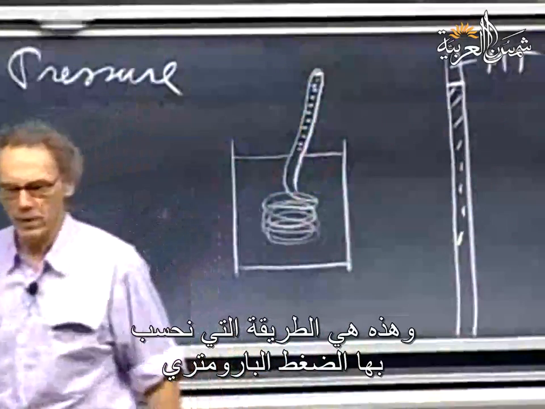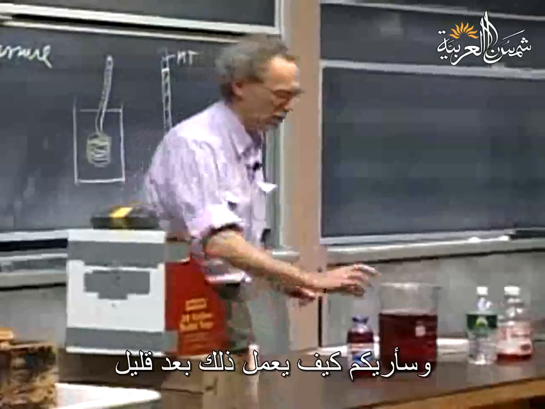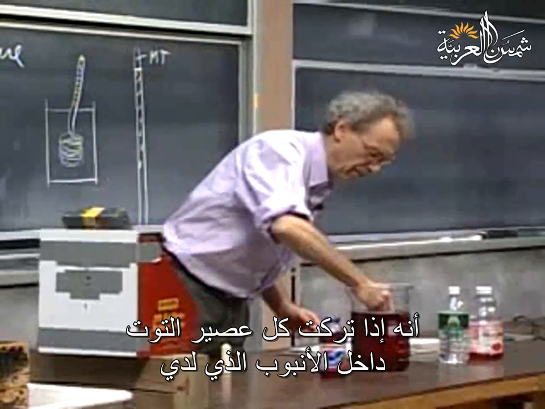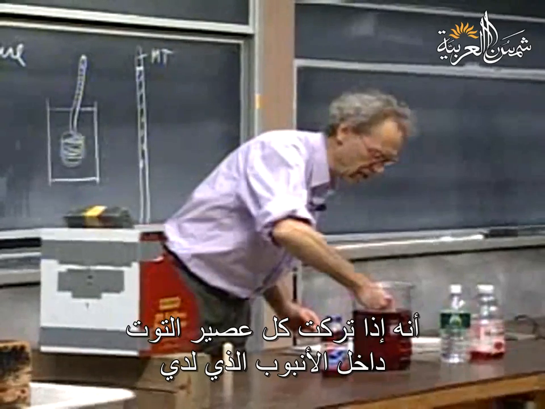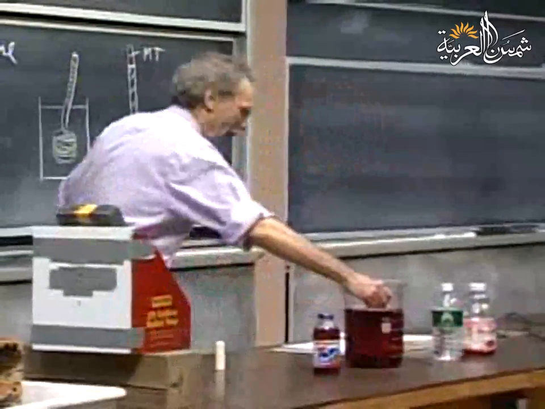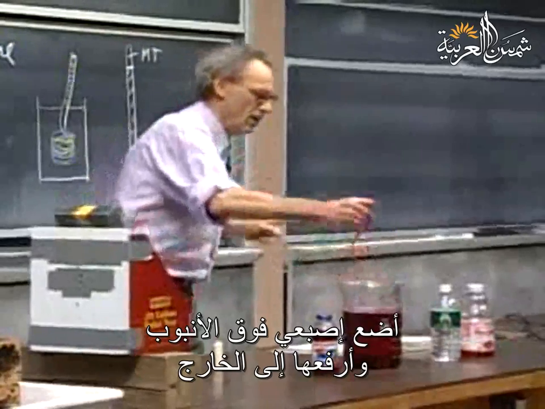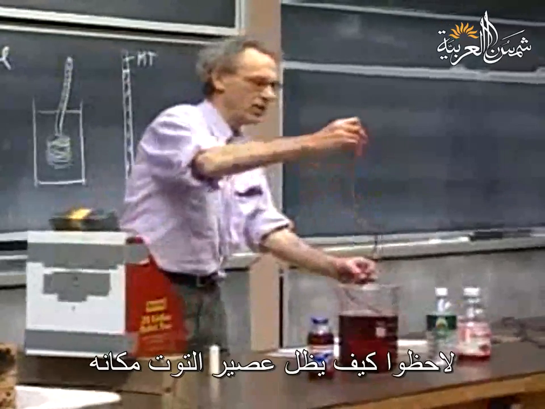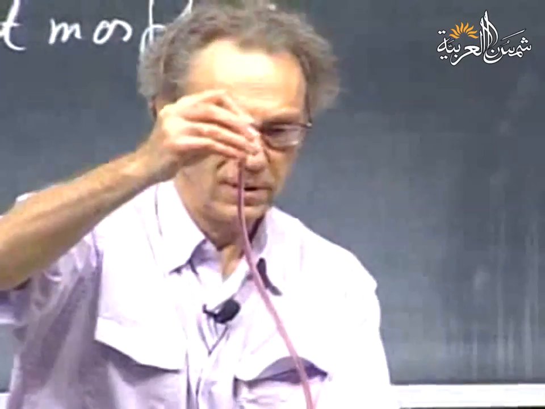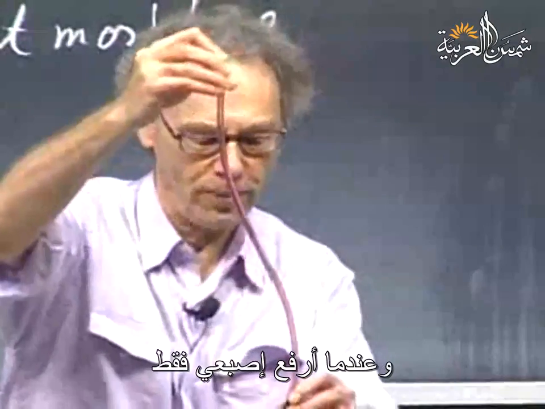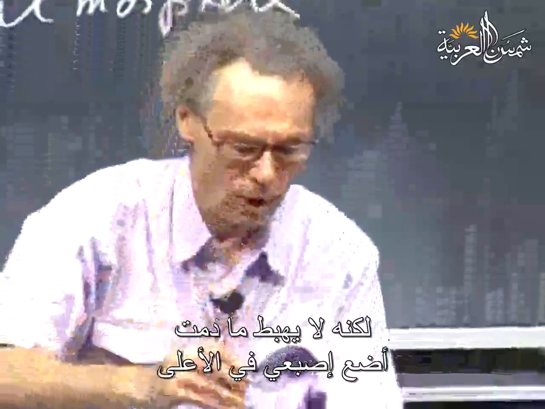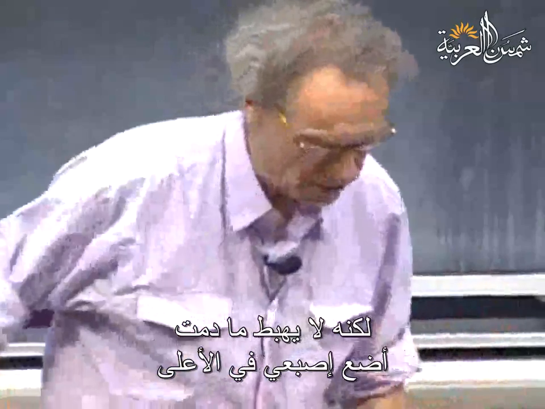And this is a way that we can measure the barometric pressure, and I will show you shortly how that works. But let me first convince you that if I let all this cranberry juice inside the tubing that I have, I put my finger on top of the tubing and I lift it out, notice that the cranberry juice stays there. It's not running down. It's only when I take my finger off the top, then it goes down. But as long as I hold my finger on the top, it isn't going down.